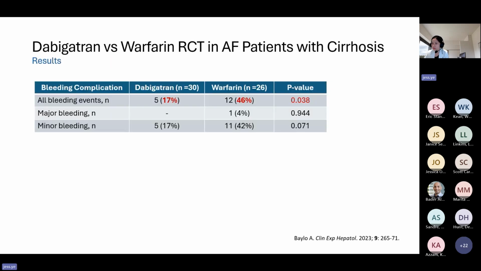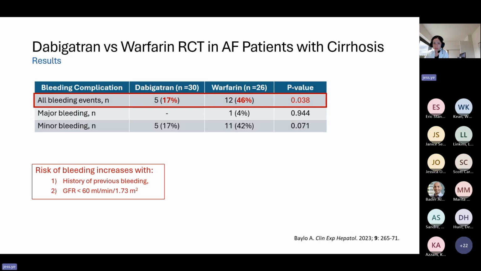Looking at the results, this very small study showed that patients treated with warfarin had a significantly higher overall bleeding rate than patients treated with dabigatran. This difference is driven mostly by minor bleeding, though. There was one major bleeding in the warfarin group, and it was gross hematuria, but no major bleeding in the dabigatran group. The authors also found that the two factors, prior history of bleeding and also renal impairment, were associated with increased risk of bleeding.